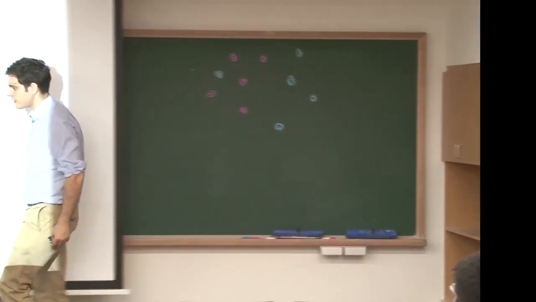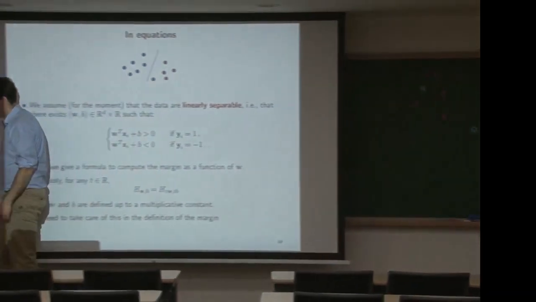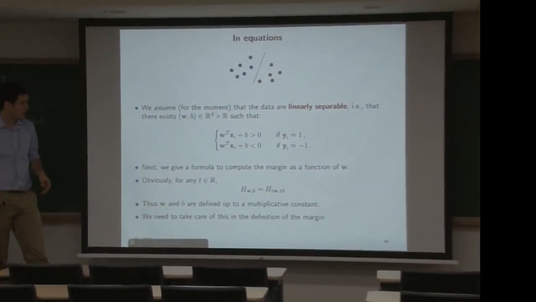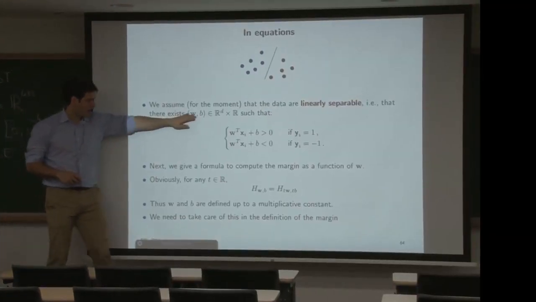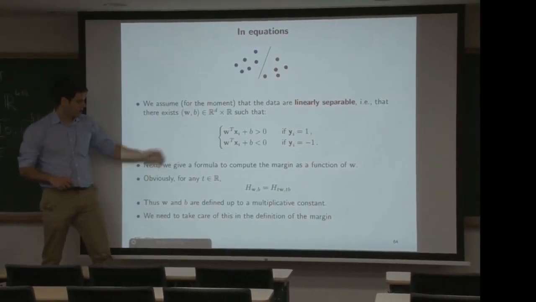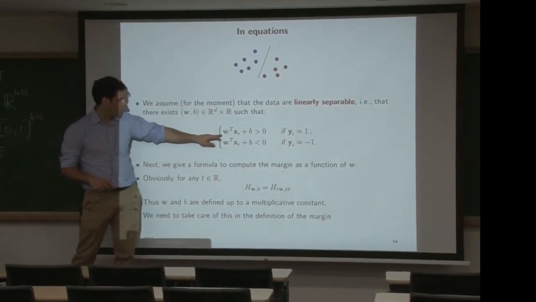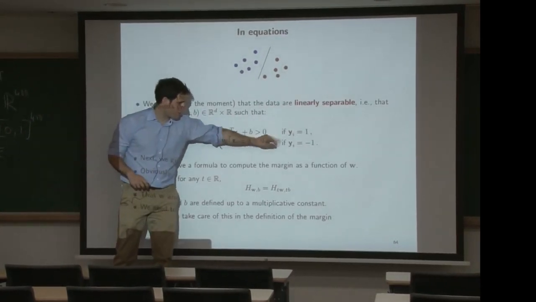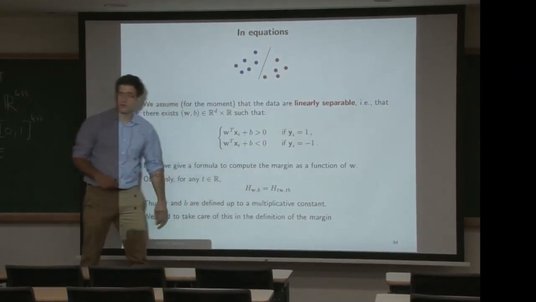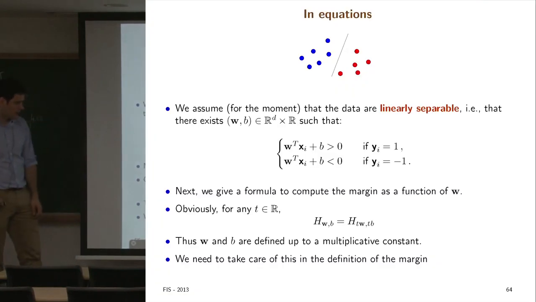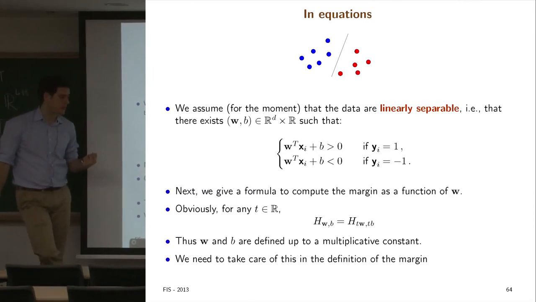But for the moment, just for the simplicity of explanation, let's assume that data is linearly separable. That is, there exist omega and b such that for all points, omega transpose xi plus b is positive if yi equals 1, and omega transpose xi plus b is negative if yi equals minus 1. So we are going to give a formula to compute what we call the margin as a function of a vector w.